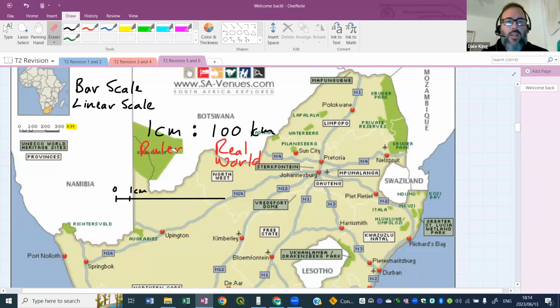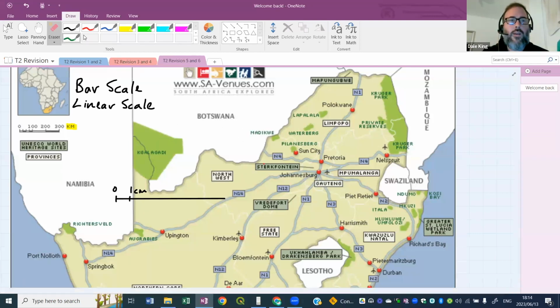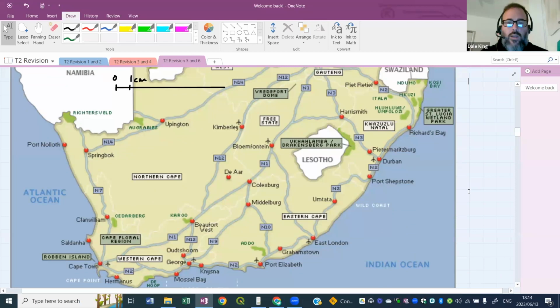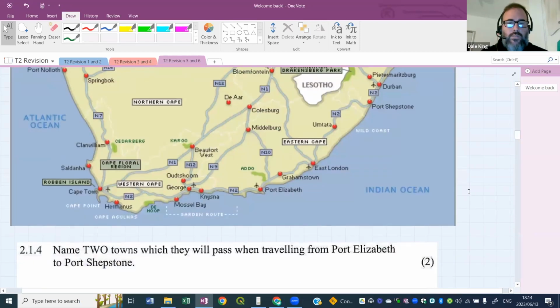Sometimes they give you a ratio. Sometimes they give you this number scale. Other times they'll give you a bar scale. We're using a bar scale in this example with this map over here. Okay, let's have a look at the questions that they've given us. I'm going to leave my little ruler there, but let's have a look at the questions.